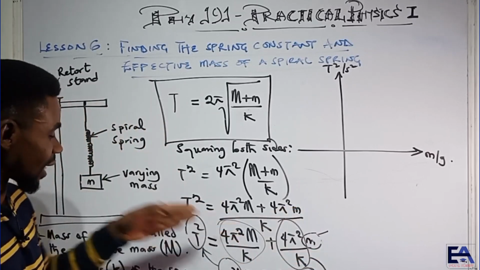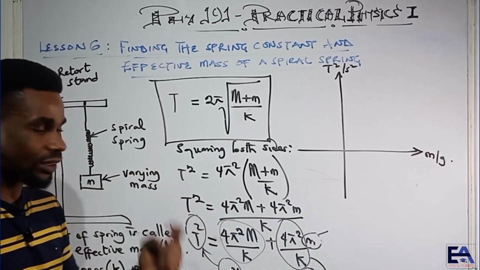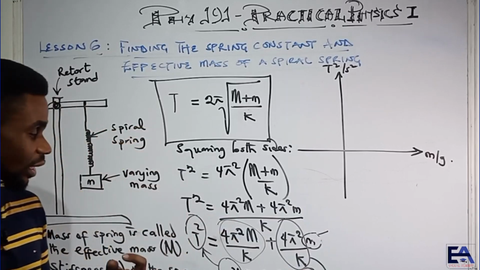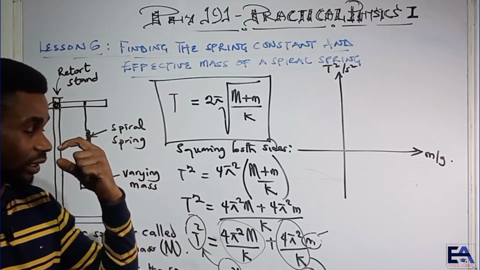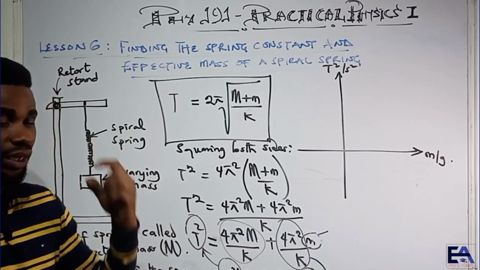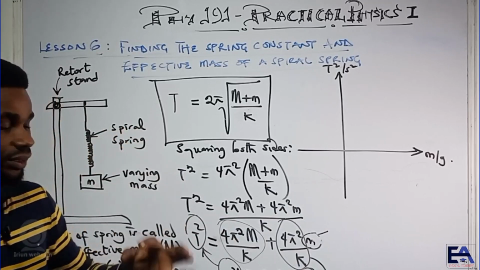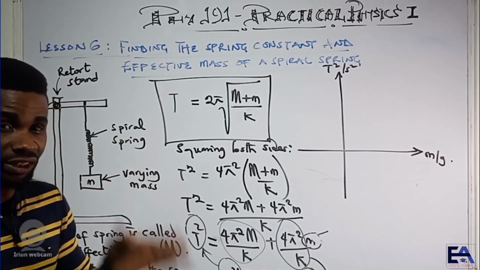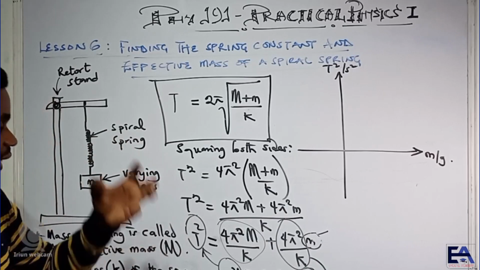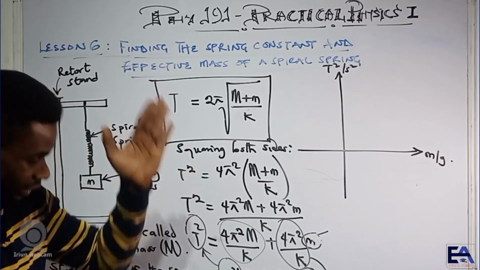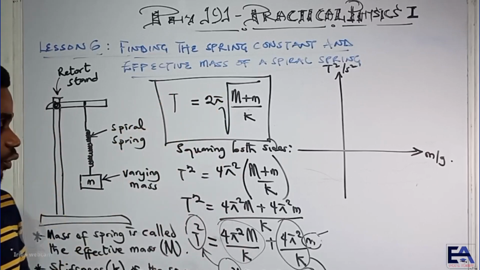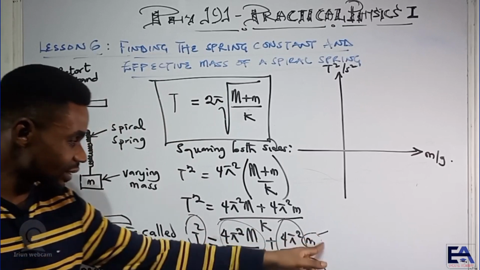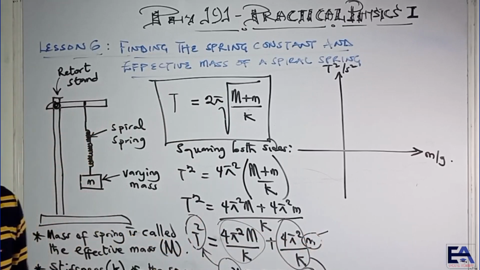The mass at any given instance is what determines the period of oscillation, because the more the mass, the longer the period, and the smaller the mass, it oscillates faster when the spring is light. But when a heavy substance is on it, it oscillates slower. So this depends on this, because this is what determines the period.